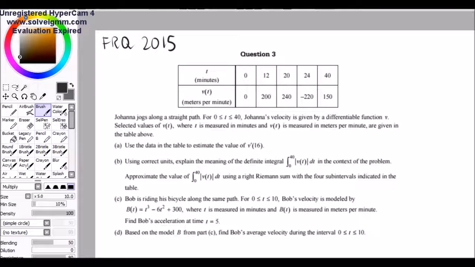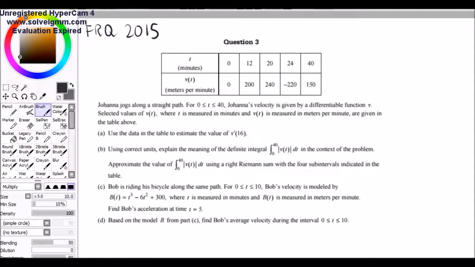The question reads, Joanna jogs along a straight path for t greater than or equal to 0 and less than or equal to 40. Joanna's velocity is given by the differentiable function v. Selected values of v(t), where t is measured in minutes and v(t) is measured in meters per minute, are given in the table above. The first part is asking us to use the data in the table to estimate the value of v'(16).